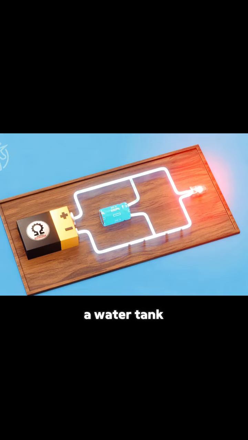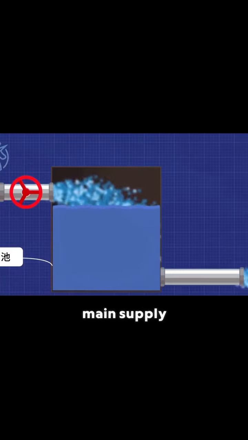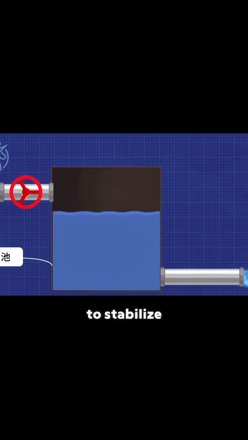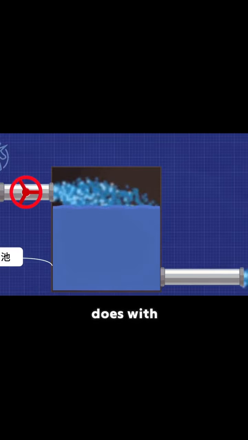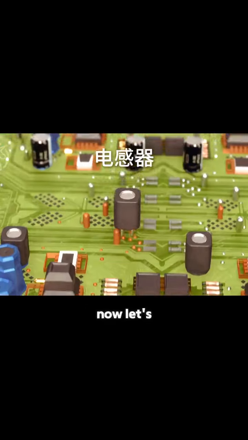You can think of it like a water tank. When water pressure drops, or the main supply cuts off, the tank releases stored water to stabilize the flow. That's exactly what a capacitor does with voltage. It stabilizes fluctuations. Now let's look at the inductor.